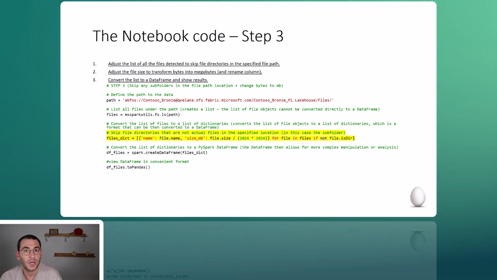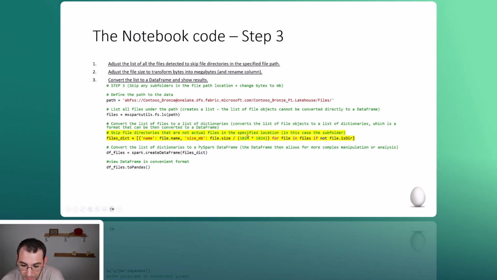All right, so I marked in yellow the things that are new. And as you can see, everything has been the same, except that in this part we renamed in the dictionary the file size to size megabytes, because we divide the file size by 1024 times 1024.